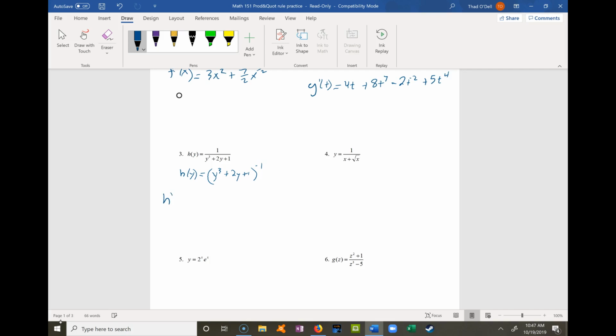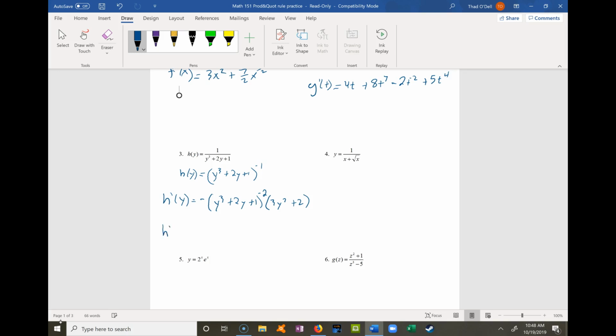So when I take the derivative here, there's a chain rule application because the outside function is something to the -1, and the inside function is y cubed plus 2y plus 1, and then of course the innermost thing is y. But so we're going to have -1 times y cubed plus 2y plus 1 to the -2 power. So I'm just applying the power rule there, but then I'm going to multiply that by the inside, which would be 3y squared plus 2 plus 0.